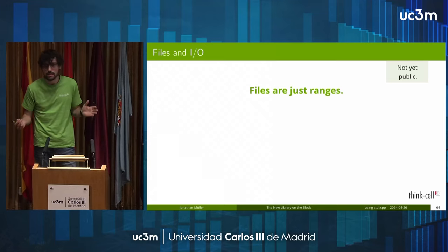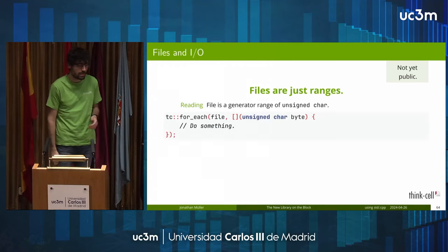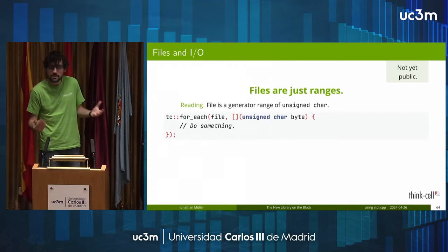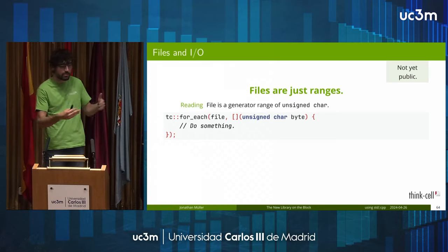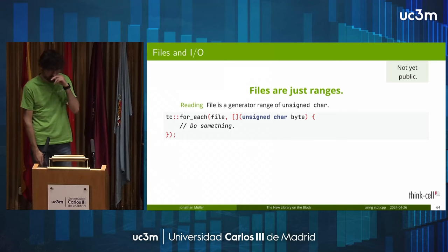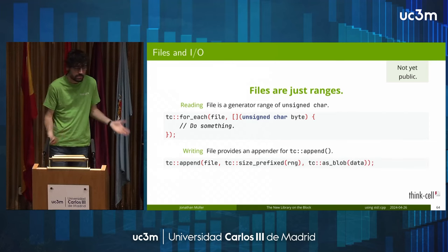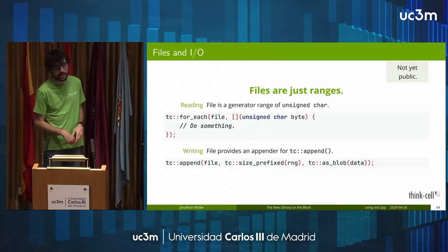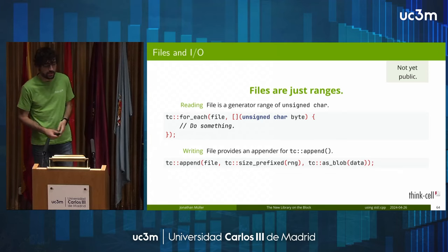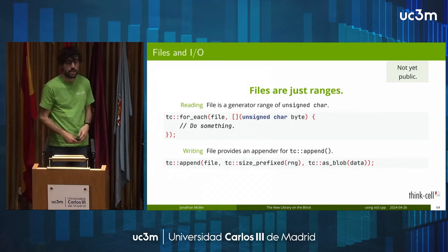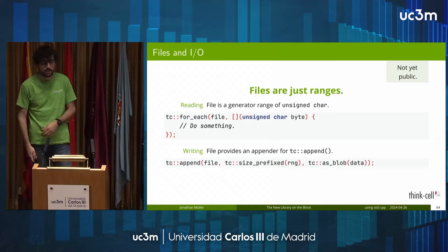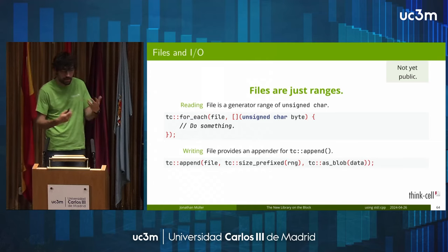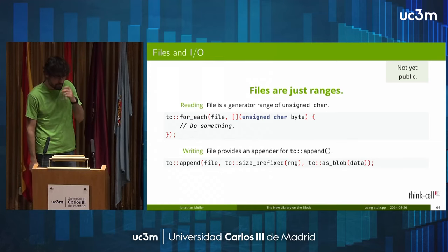Similarly, files. Files are just ranges. So to read a file, well, every file is a generator range. So we just call for_each. This gives us each byte. And then we can build essentially parsing on top of that. And for writing, well, tc::append, right? We append data to a file. And then we've got special range adapters. For example, size prefix takes the range, first appends the size, and then the range characters, or sblob, which simply turns some data into a range of unsigned chars. And this is the way we handle all files.